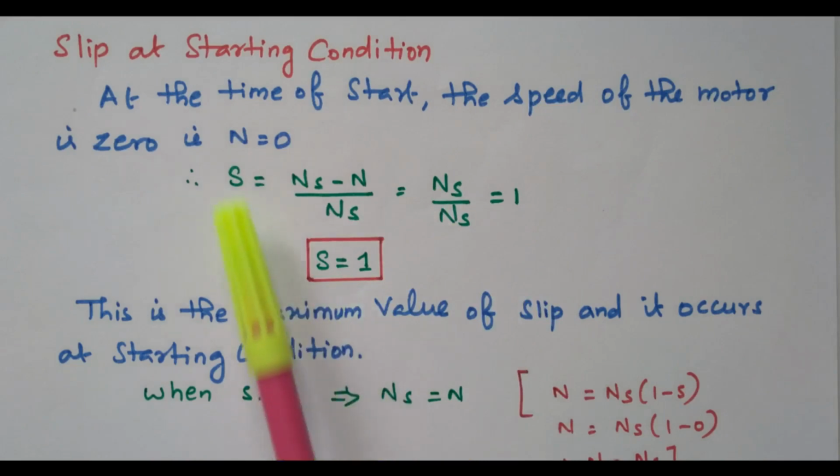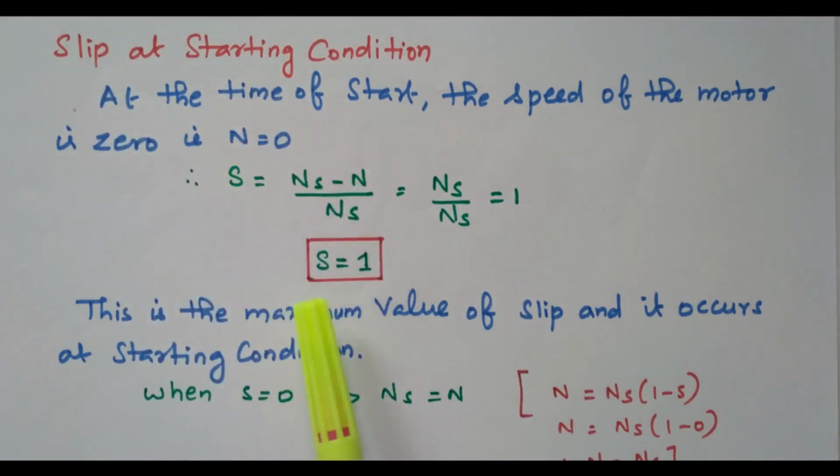So at the starting condition, the slip of the induction motor is 1. This is the maximum value of the slip, and that occurs at the starting condition. So s equal to 1 is the maximum value that will occur in the starting condition.